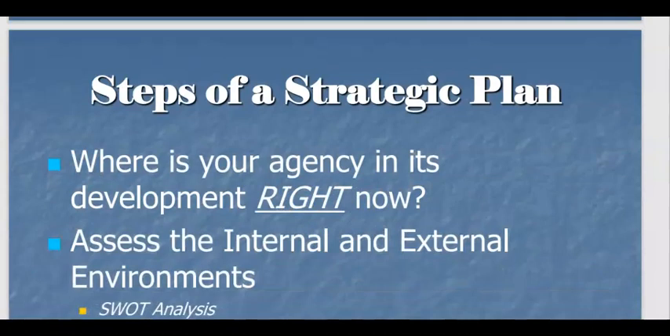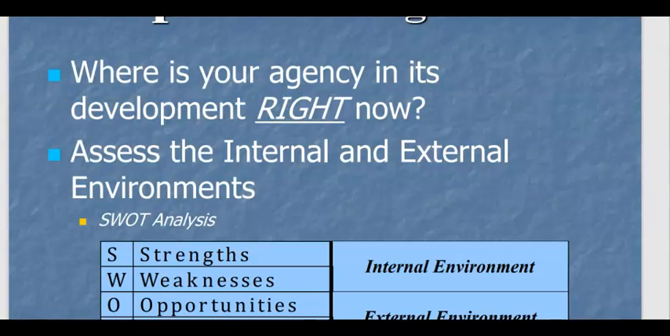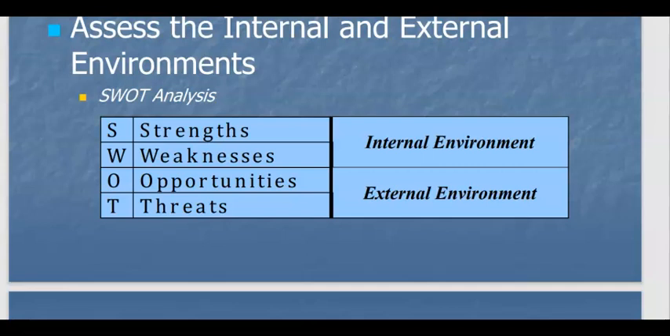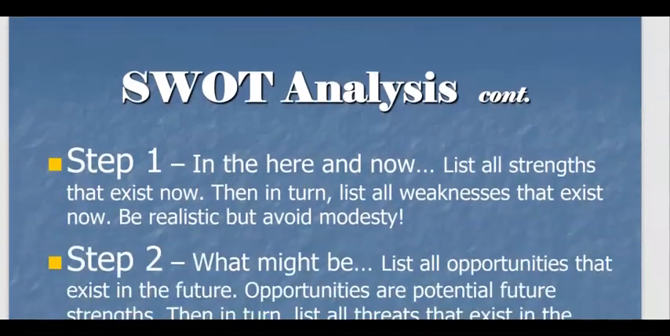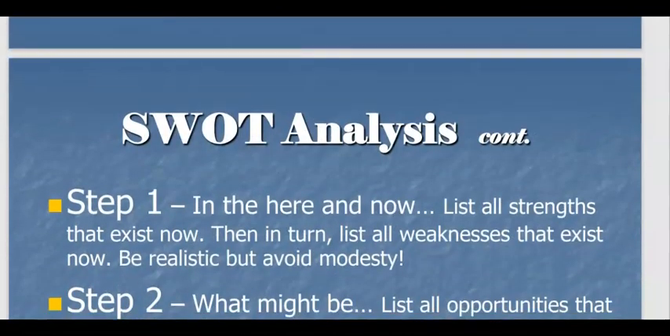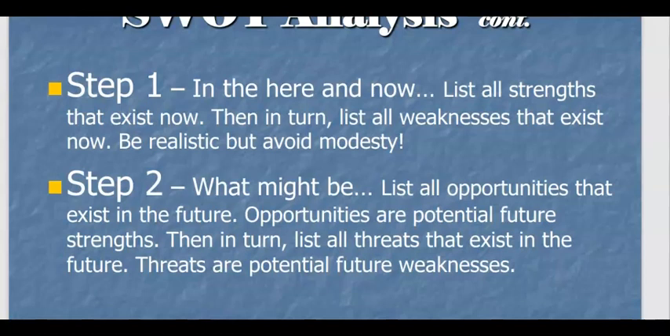What are some of the steps in strategic planning? Looking at where your agency is in its development right now, assessing the internal and external environment, doing a SWOT analysis, which are strengths and weaknesses, opportunities, and threats. How do you do a SWOT analysis? Step 1, in the here and now, list all the strengths that now exist. Then in turn, list all weaknesses that exist. Be realistic.